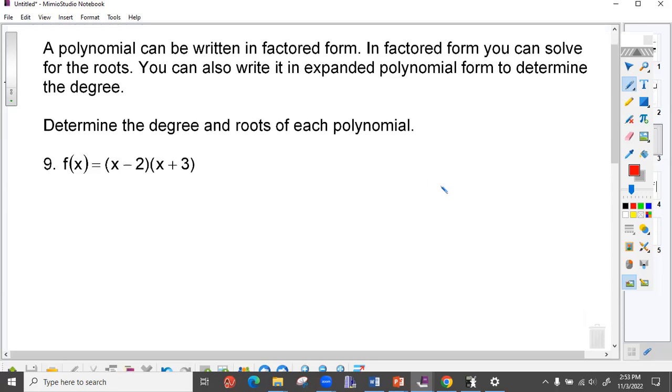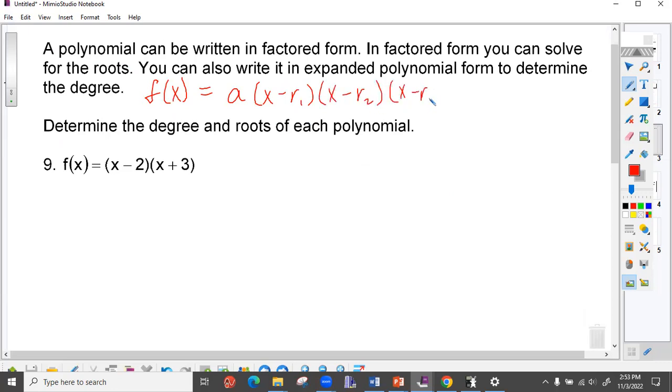So in factored form, a polynomial is going to look like f of x equals a times (x minus r1)(x minus r2)(x minus r3), etc. Depending on the degree of the function, it can have a certain number of factors. Does that make sense? So depending on the degree of the function, the number of factors you have is going to change.